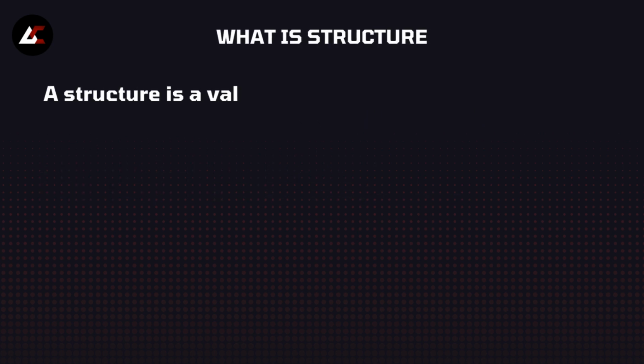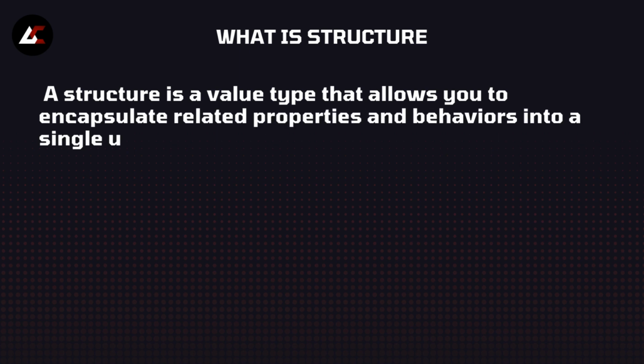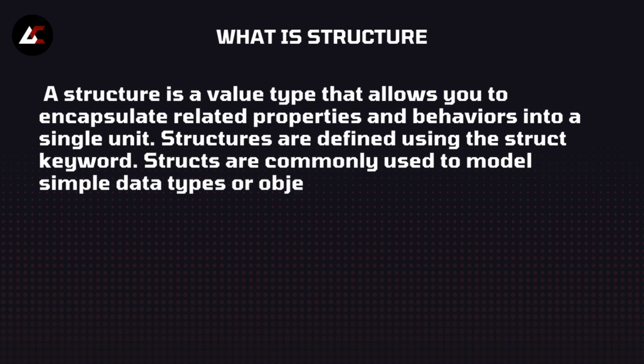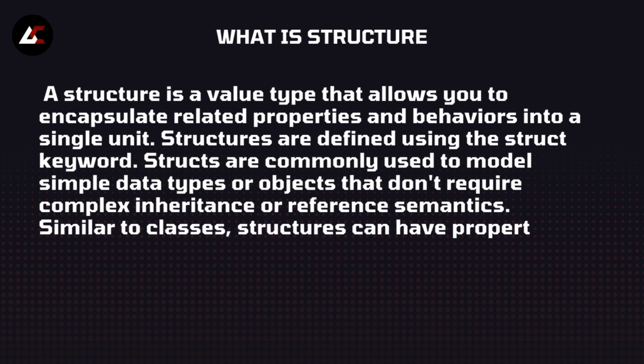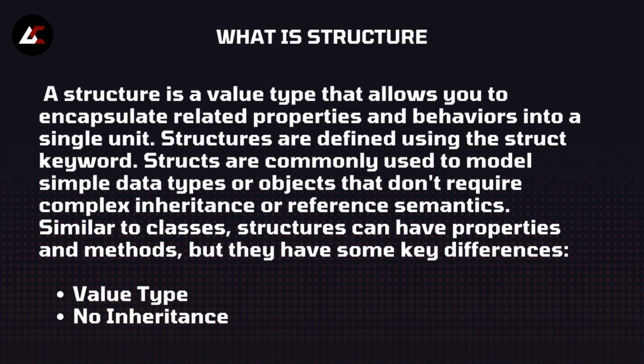Next, what is a structure? A structure is a value type that allows you to encapsulate related properties and behavior into a single unit. Structures are defined using the struct keyword. Structures are commonly used to model simple data types or objects that don't require complex inheritance or reference semantics. Similar to classes, structures can have properties and methods, but they have some key differences, like value type and no inheritance.